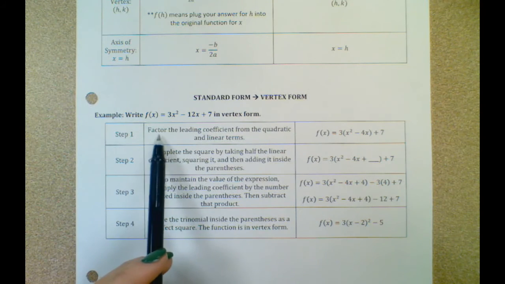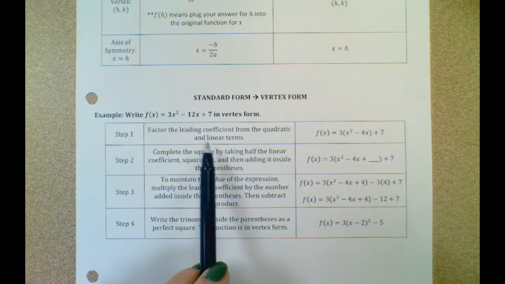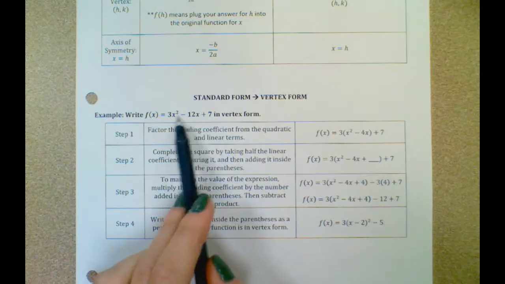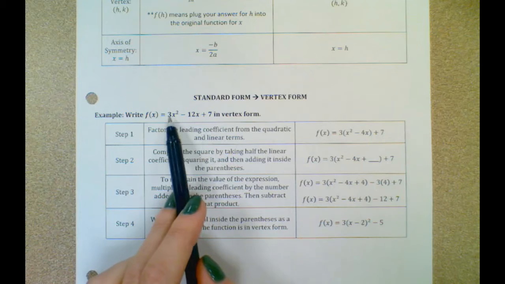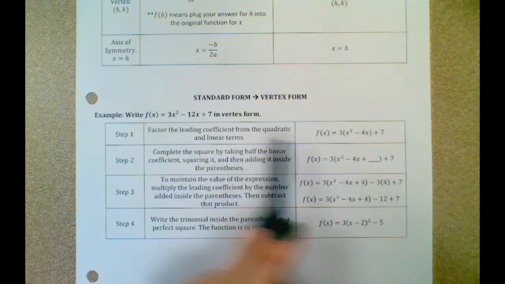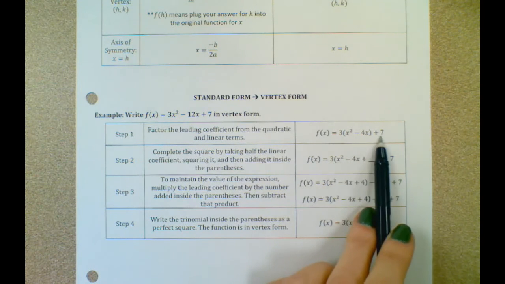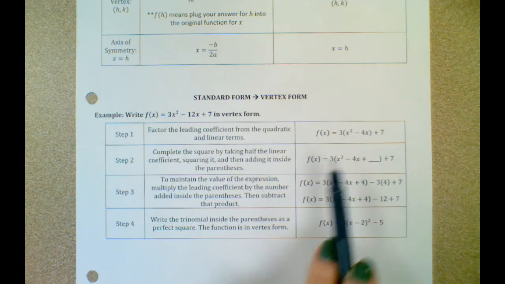Step 1 is to factor the leading coefficient from the quadratic and linear terms. So here's the quadratic and the linear term. I'm just going to factor the leading coefficient out from those two terms. So when I take out that 3, I'm left with x squared minus 4x, and then I still have this plus 7 over here.